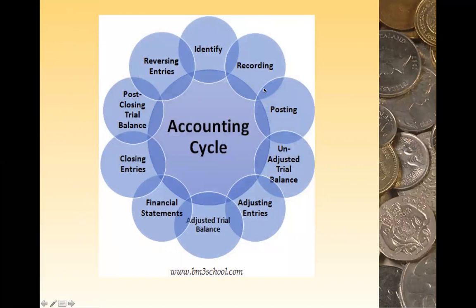So, the accounting cycle starts with identification. Ano ibig sabihin nito? Ibig sabihin, you analyze the transaction, alamin mo kung ano ang madedebit at kung ano ang magiging credit, including the amounts to be debited and to be credited. Pagkatapos, you're going to make a recording. Ang pagre-record ay sa tinatawag na Book of Original Entries na tinatawag na General Journal.